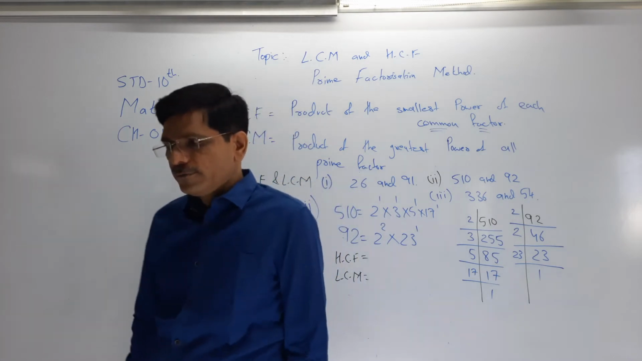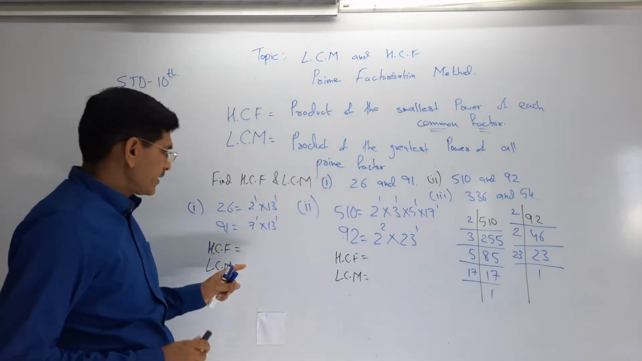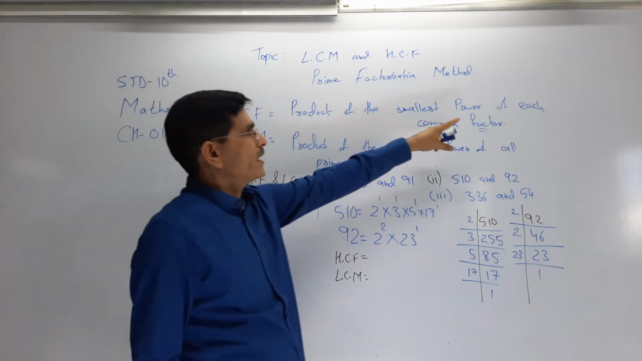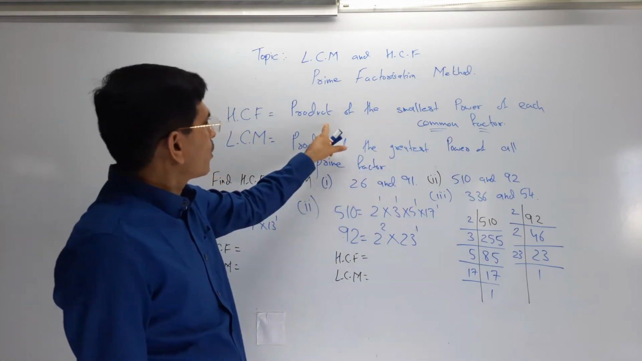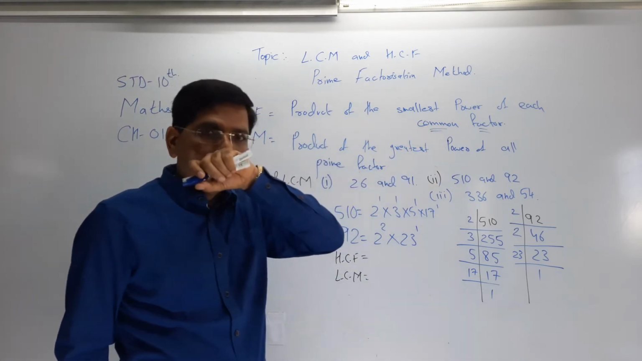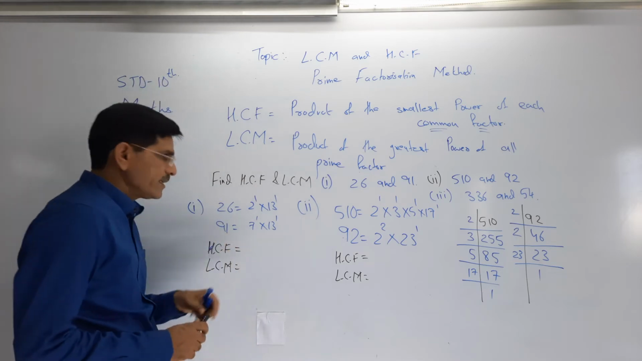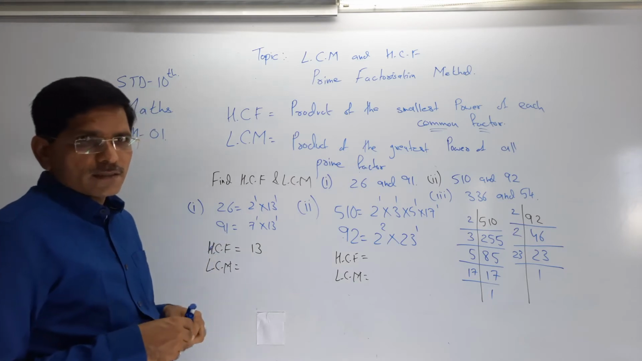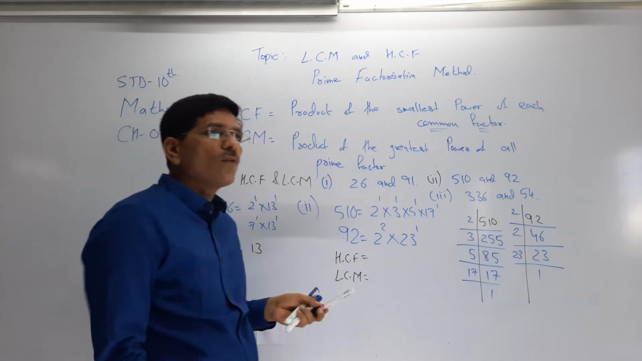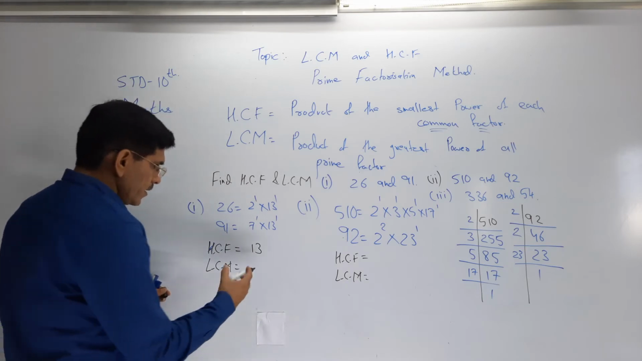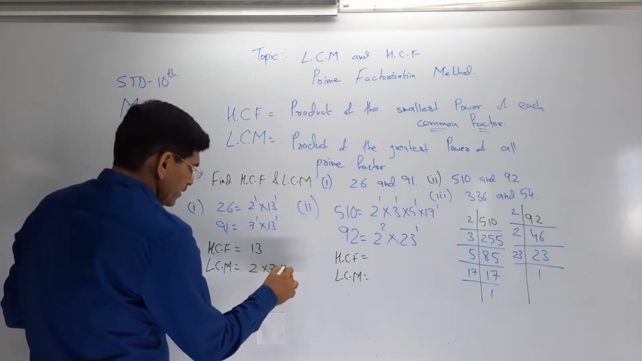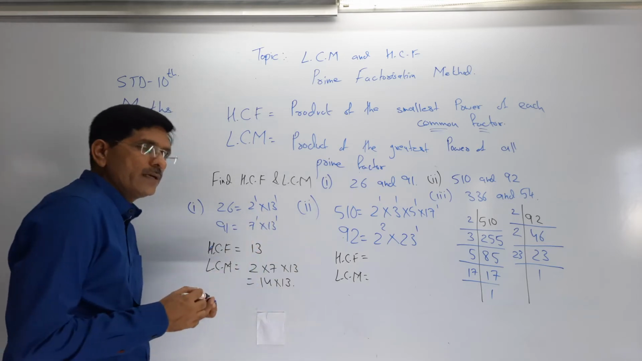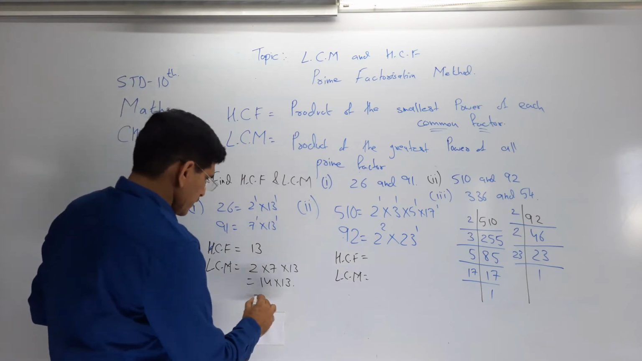I hope you have got the answer. So what is the answer here? If you see the definition, HCF is the product of the smallest power of each common factor. So the common factor here is 13. So 13 is my answer. But for LCM, I have to write 2 into 7 into 13, that is 14 into 13.